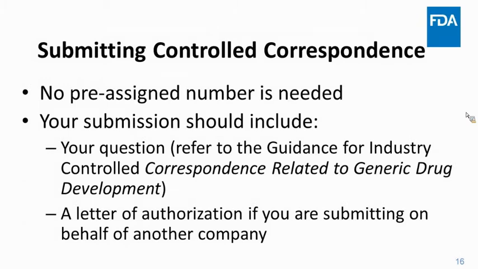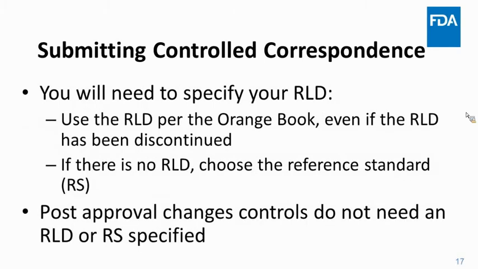For control correspondence, there's no pre-assigned number needed. And your submission should include your question, and then please refer to this guidance because they're quite particular on the information that needs to be included with the control correspondence, but it's clearly laid out in this guidance. And you will also need a letter of authorization if you're submitting on behalf of another company.